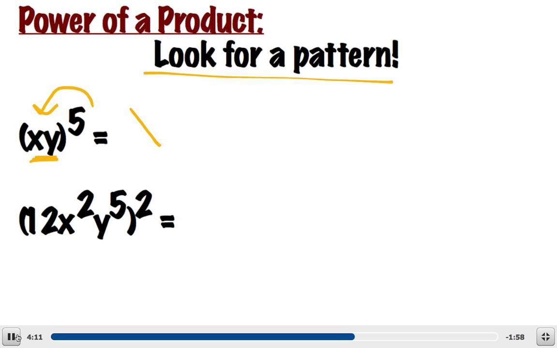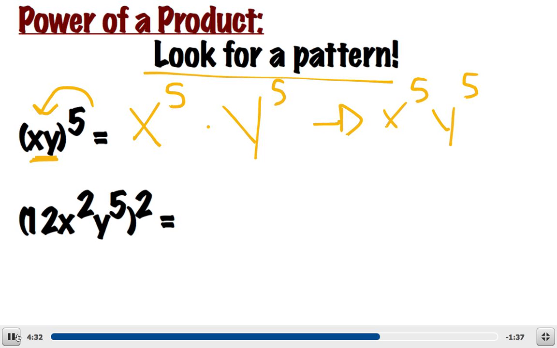So I can simply write this as x to the 5th power times y to the 5th power. At this point, I'd look to see if I can simplify anything, and I can't. So my answer stands as x to the 5th power times y to the 5th power. You can also write this as x to the 5th, y to the 5th.